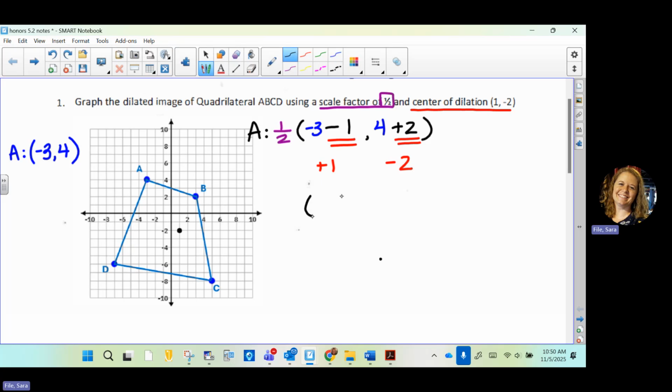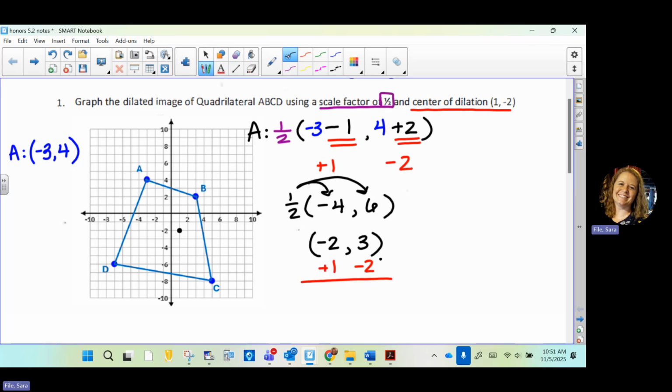Okay, so when I do that addition, that's -4, and that's 6. And now I'm multiplying by half, right? Half of -4 is -2, and half of 6 is 3. Okay, and then I said I have to shift it back. So now where does that put me? -1, 1.